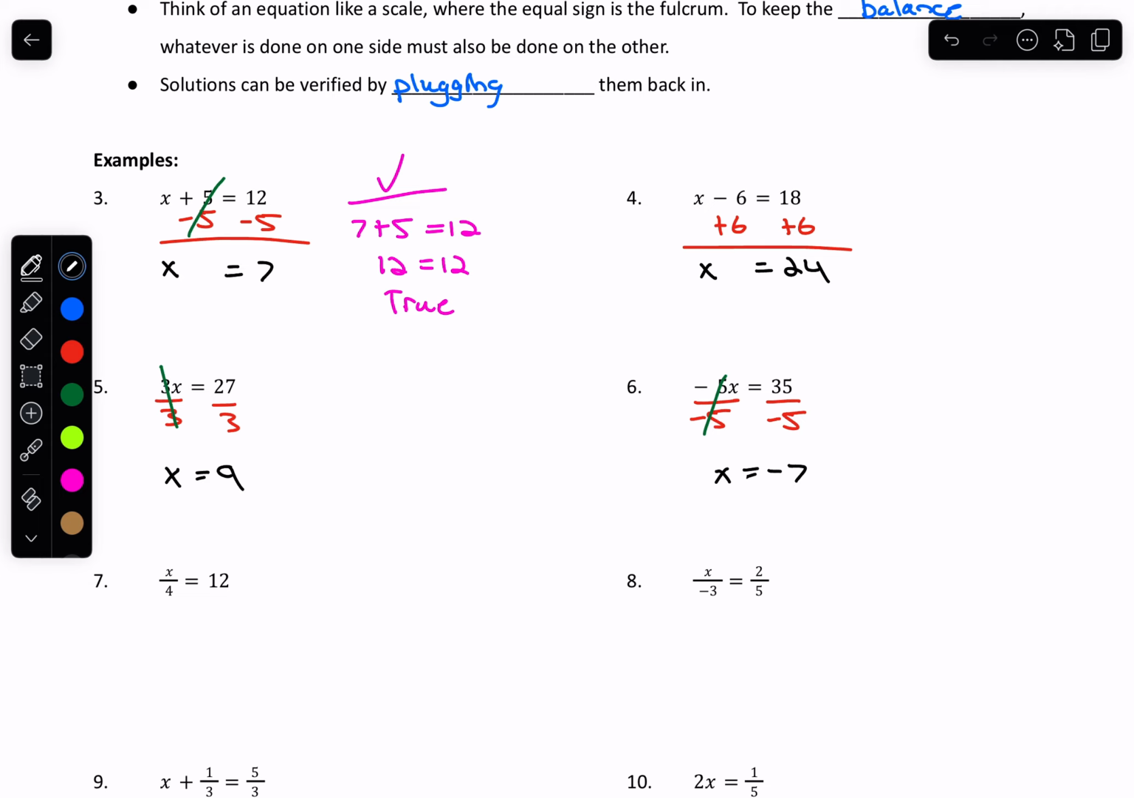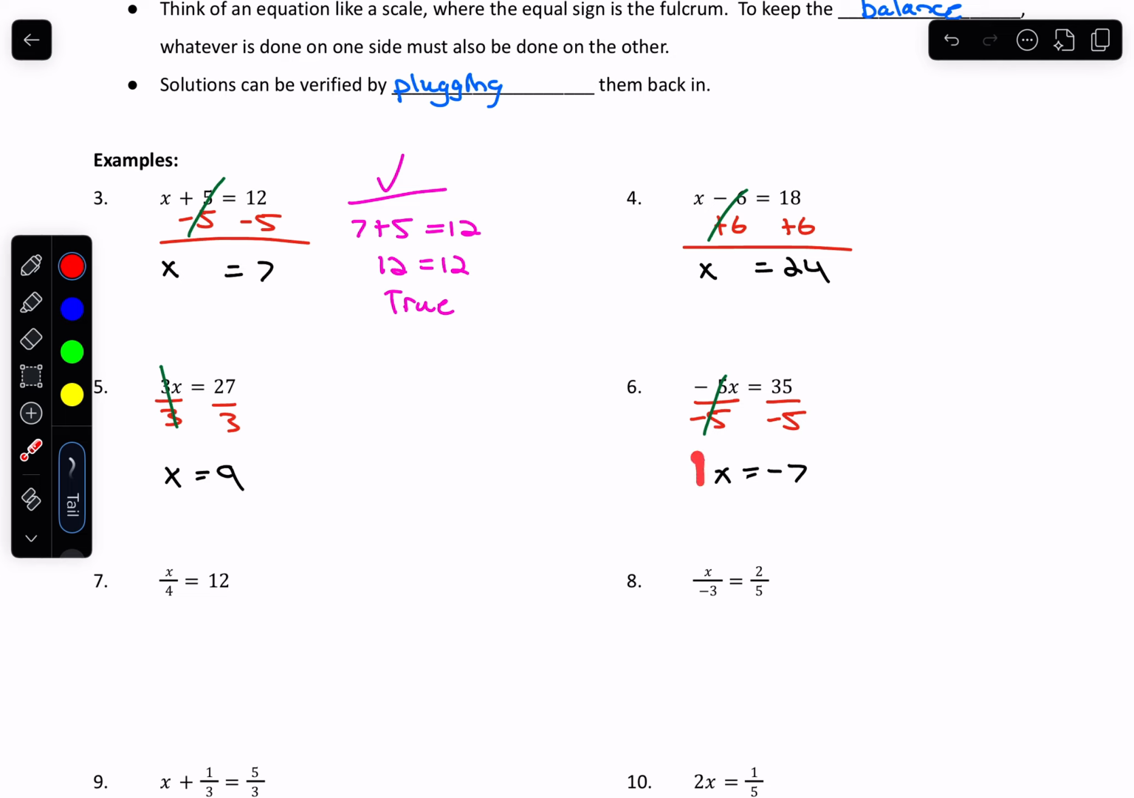Now, I want to make it very clear real quick that whenever I say cancel, so when I say negative 5x divided by negative 5, the negative 5's cancel, what I really mean is that they give us 1. And 1 is the multiplicative identity. So what that means is that when we say we want x alone, what we really mean is we want there to be 1x.